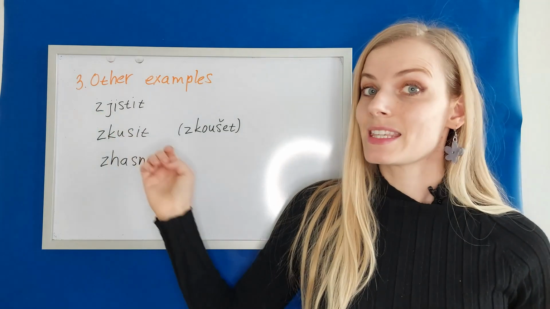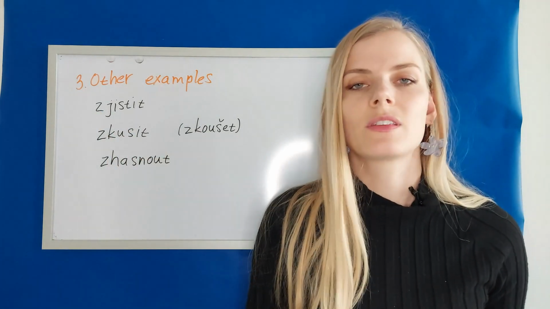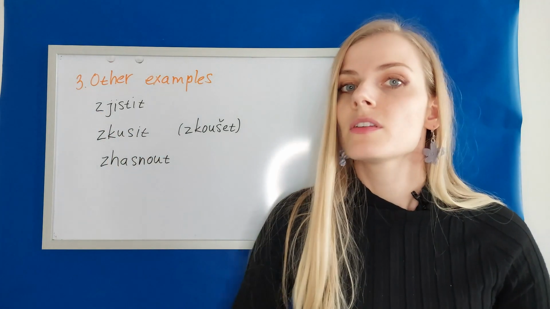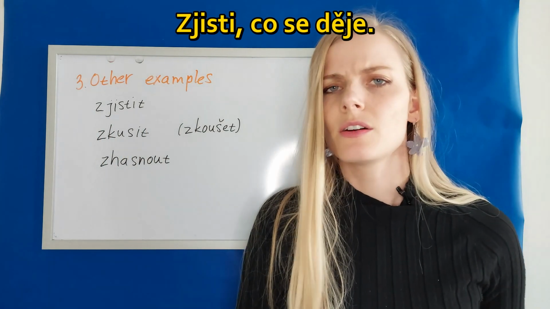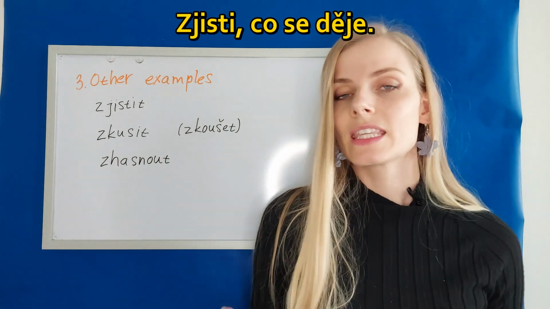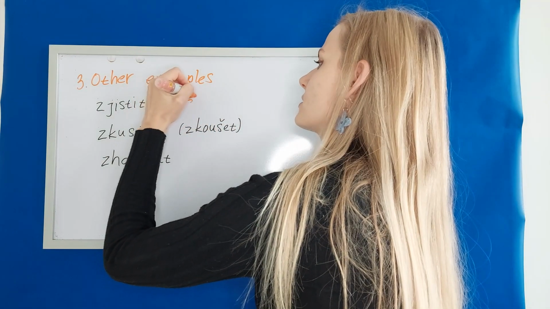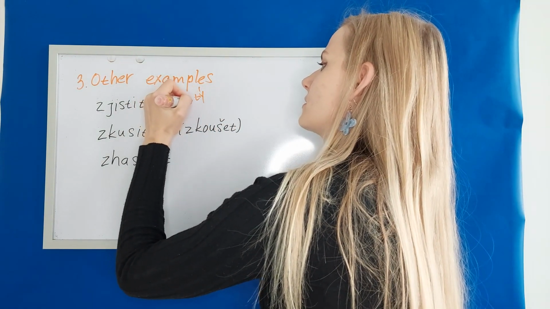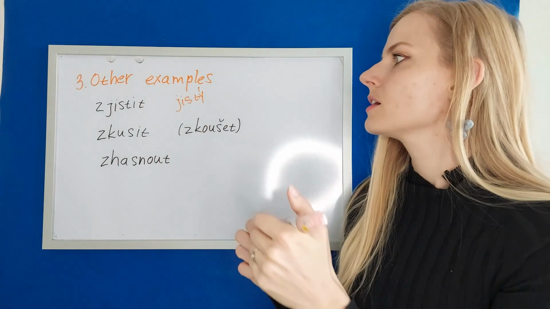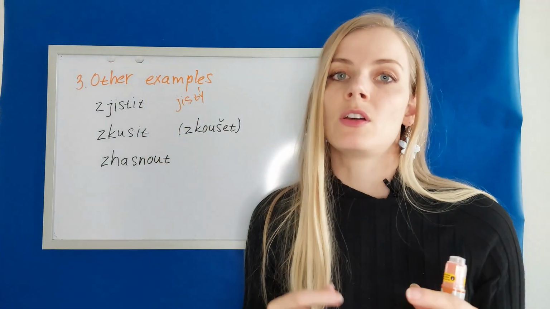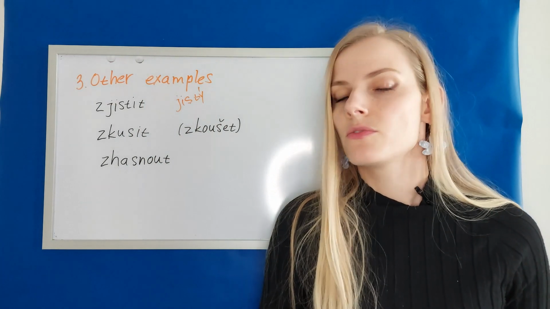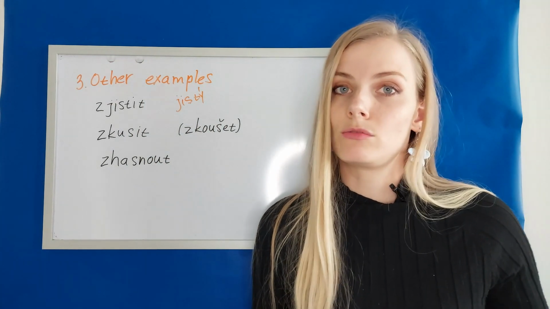The verb zjistit is to find out. For example, zjistit, co se děje. Find out what's going on. Zjisti, co se děje. We could say that this is from the adjective jistý, certain, or sure of something. So zjistit is to become certain of something, and therefore you find out.